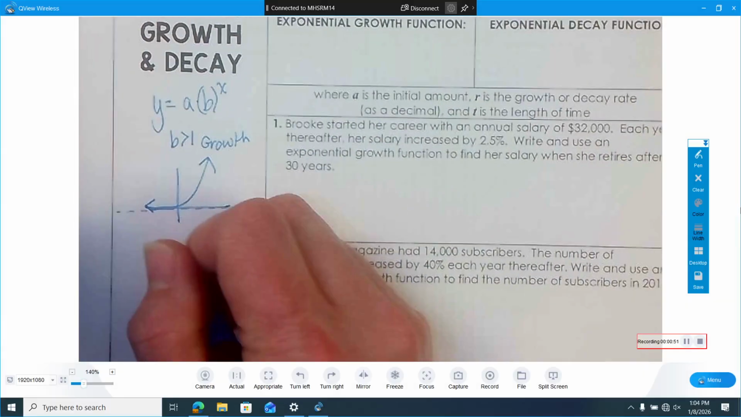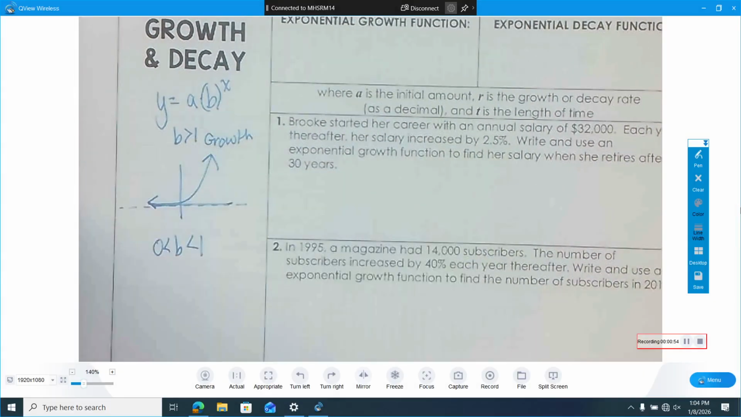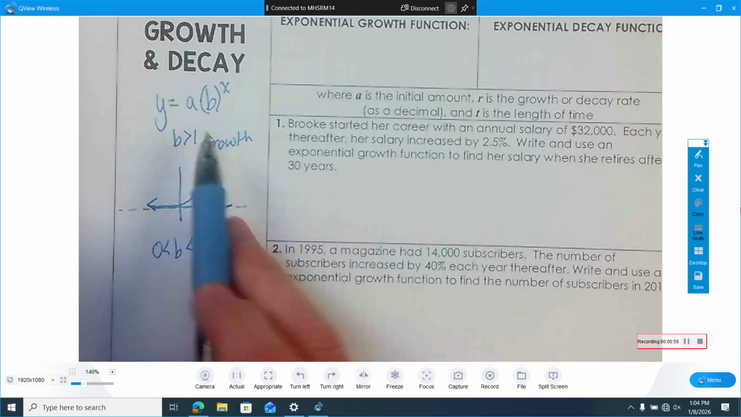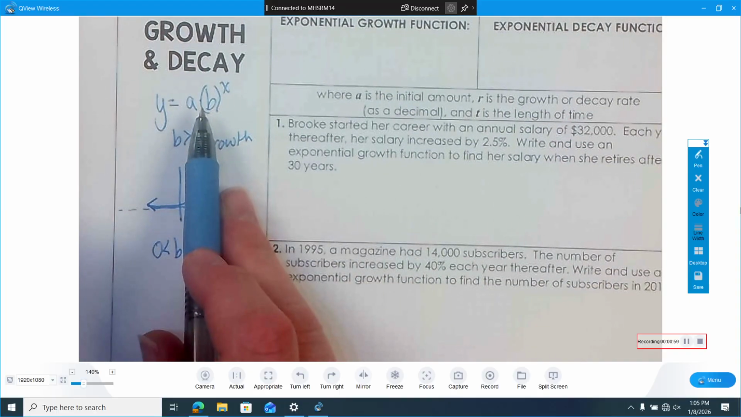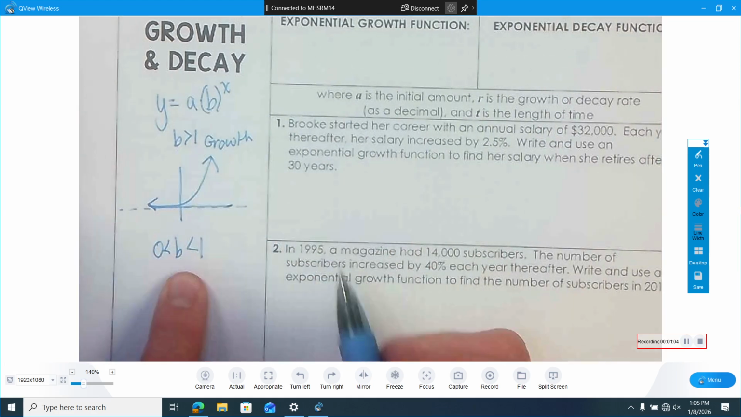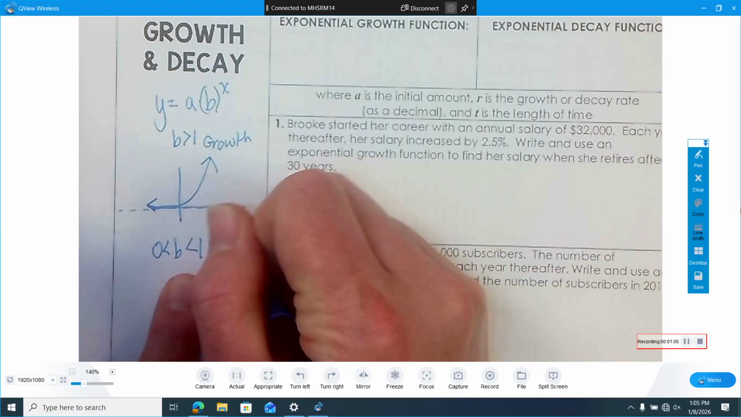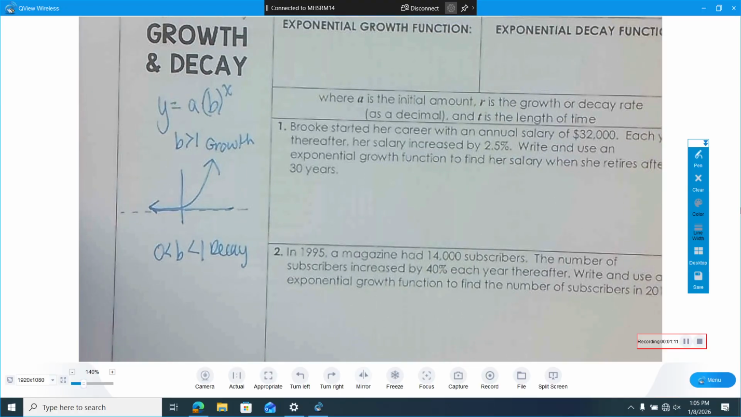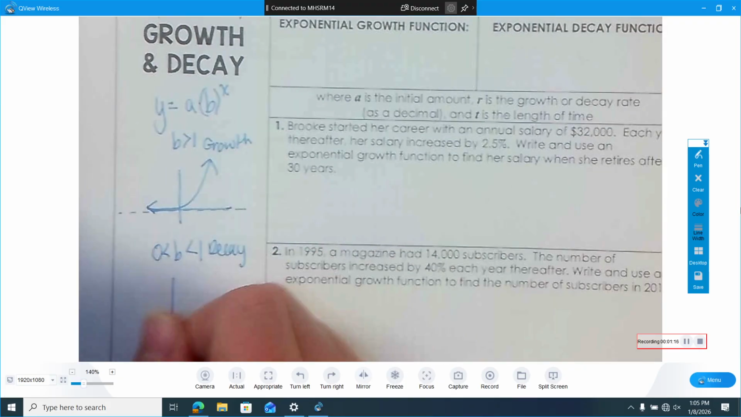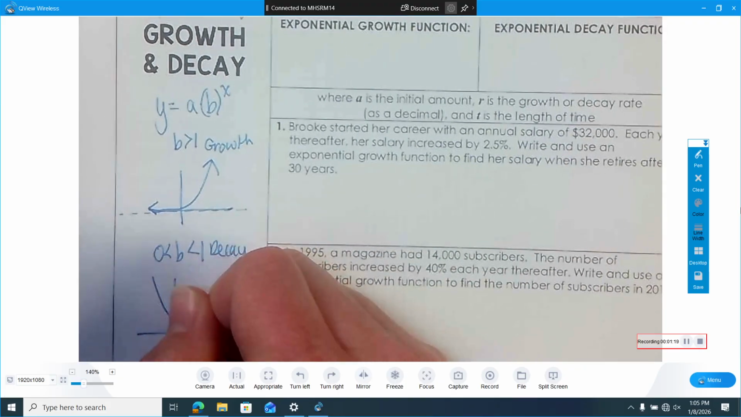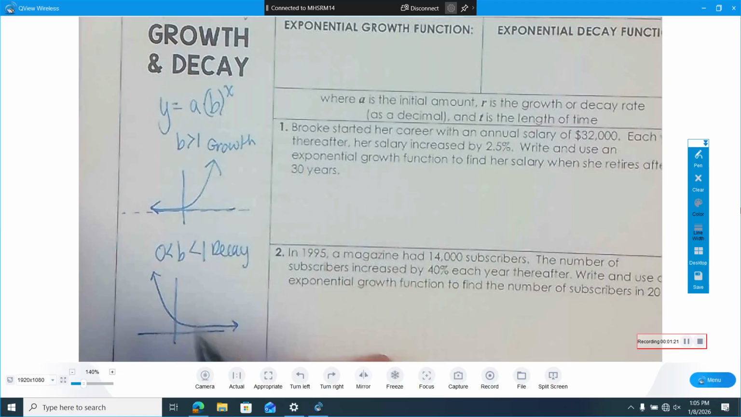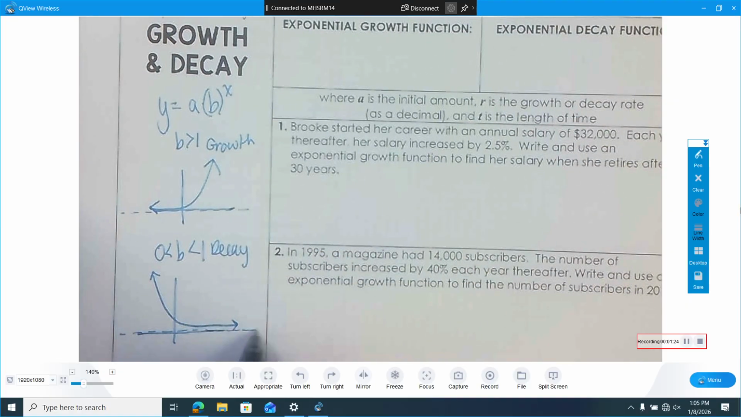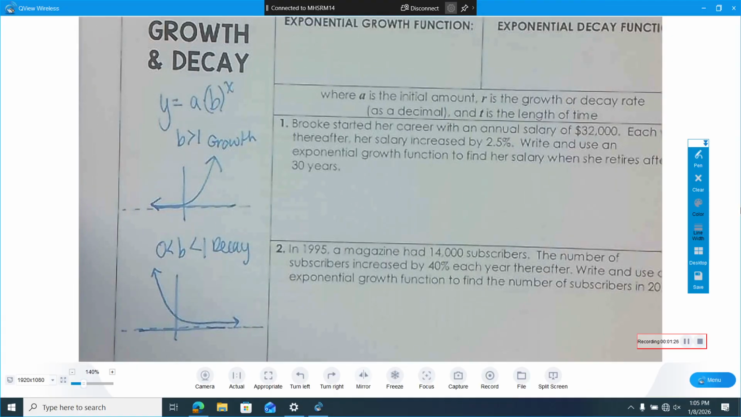Now, if that b value is between 0 and 1, so if it's like a fraction, like 2/5 or 3/7 or 1/2, okay, then it's not growth anymore. What's it called? Decay. All right. So it's exponential decay. And what does that graph look like? Superman coming in for a landing. Yeah, at least that's what I call it. So it looks like this, and again, it's Superman coming in for a landing this time. But again, it has that horizontal asymptote. It gets infinitely close to 0.